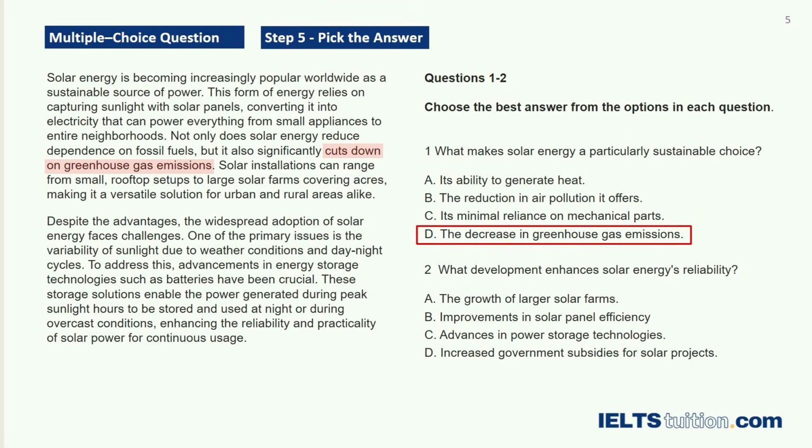Even though there are other options like the ability to generate heat, the reduction in air pollution, and minimal reliance on mechanical parts, the text does not talk about those things. Note that the answer option says decrease, but the text uses the synonym cuts down. Okay, now it's your turn. Attempt question number 2. You have 90 seconds.